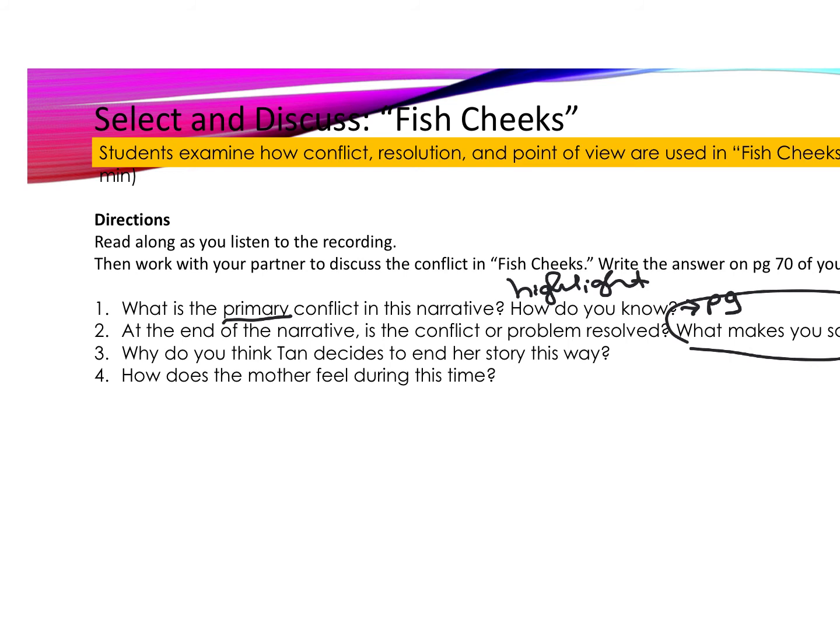And then talk with your partner. Why did Tan do this? Like, why did she end the story this way? There's so many other things she could have done. And then this part is super important because it's the skill that you really need to work on. During this time, you and your partner need to go through and say, you know what, during all these things, this is probably what the mom felt. Okay? All right, so go ahead and do that now.